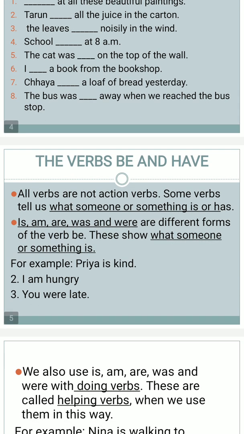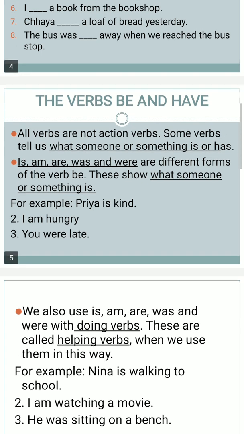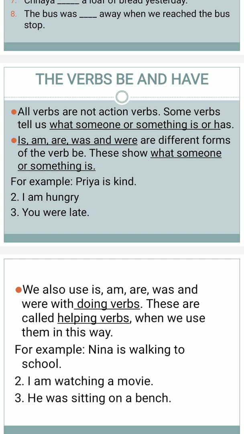Now the next are the verbs be and have. As we know, verbs are also known as action words or action verbs, but not all verbs are action verbs. Some verbs tell us what someone or something is or has, like possession. Be and have tell us what somebody is or is having. Is, am, are, was, and were are the different forms of be. They show what someone or something is.